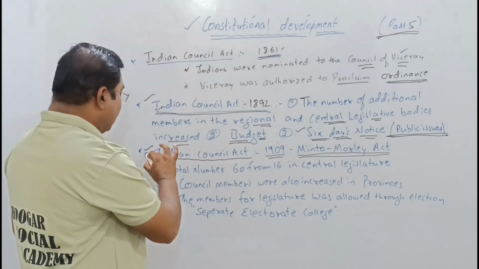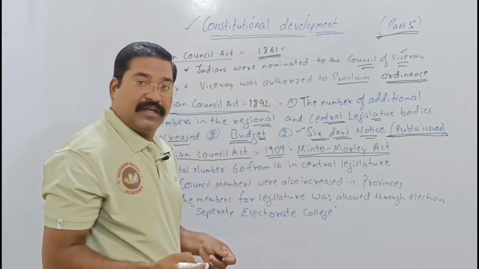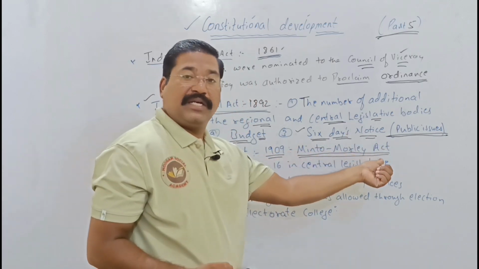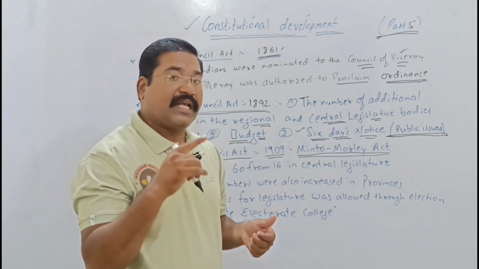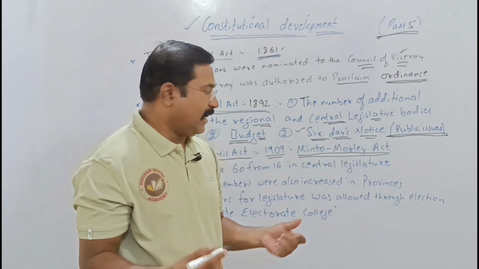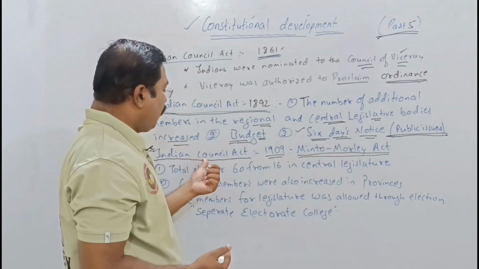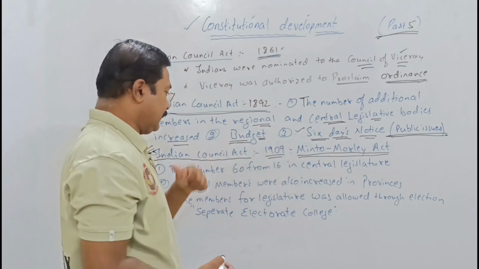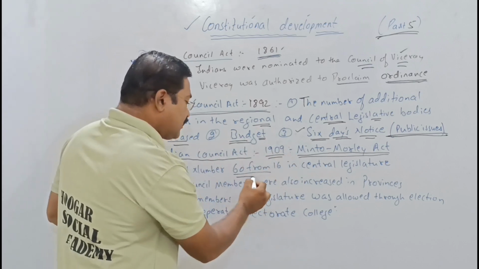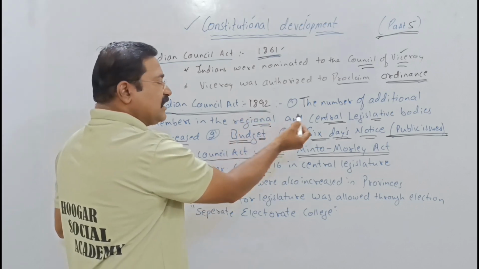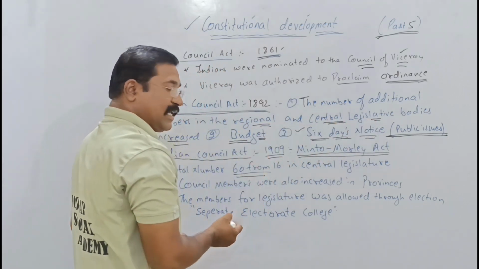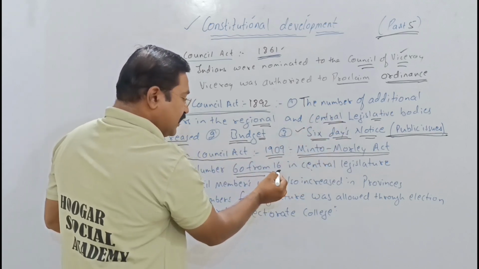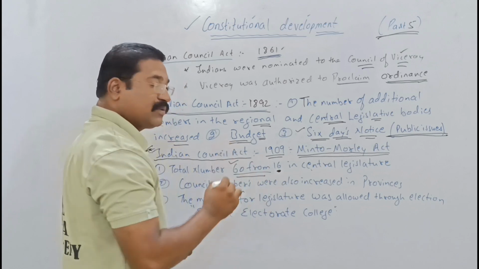Whereas the Indian Council Act 1909 is also called the Minto-Morley Act, after one Viceroy and one Secretary of State for India. In their names, one Indian Council Act and another Minto-Morley Act were passed in 1909. As we have studied, in 1892 there were regional and central legislative bodies. Here, in the central legislative body, the number was 16, but now it was increased from 16 to 60.